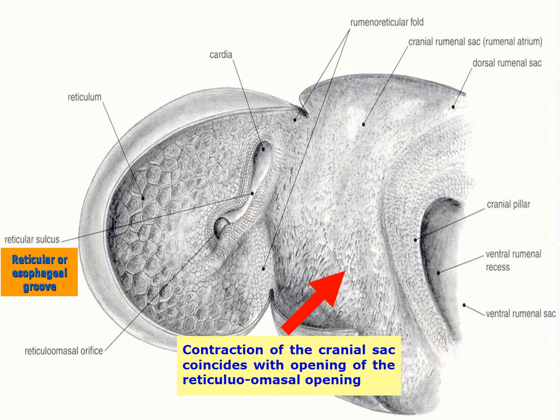and it's basically connected to a structure in the reticulum that's called the reticular or esophageal groove, which basically allows the milk to go all the way to the omasum and then to the abomasum directly. Okay, so what happened with the omasal contraction then?